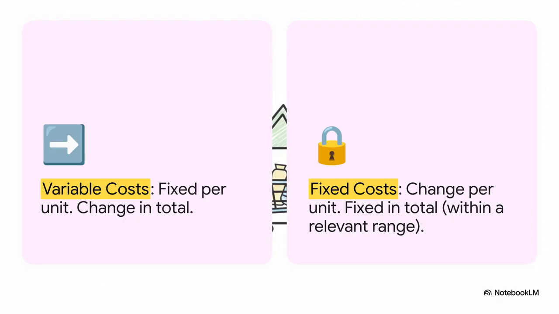So let's just do a quick recap to lock this in. It's kind of like they're opposites. Variable costs, they're fixed for each unit, but the total changes. Fixed costs, they change for each unit, but the total is fixed, as long as you stay in your relevant range. Getting that difference is everything.